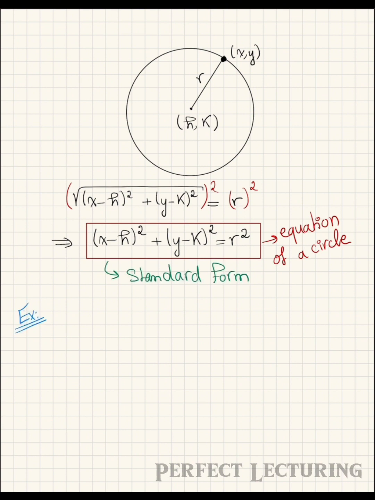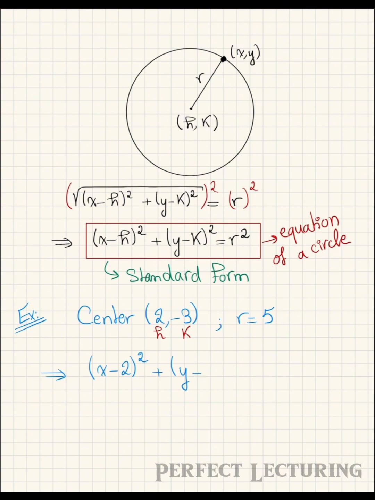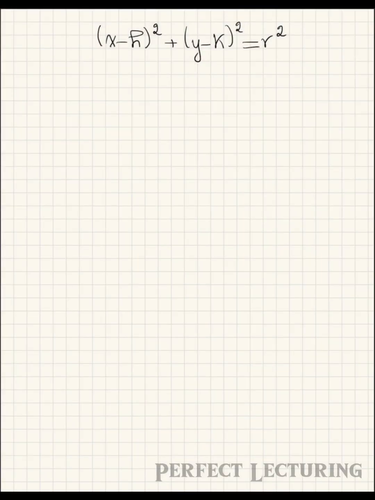For example, if we have a circle with center (2, negative 3) and radius, let's say 5, this means that h is 2, k is negative 3, and r, of course, is 5. So, x minus h, that's x minus 2 to the power of 2, plus y minus k, so it is y minus negative 3 all to the power of 2, is equal to 5 to the power of 2, and we get (x minus 2) squared plus (y plus 3) squared equals 25, and this is the equation of our circle. Now, what happens if we expand this expression?